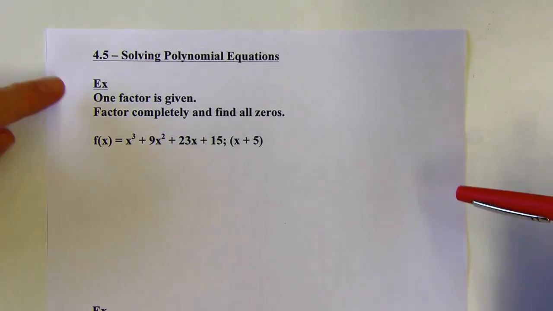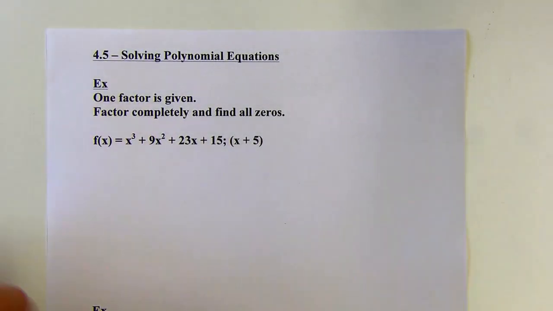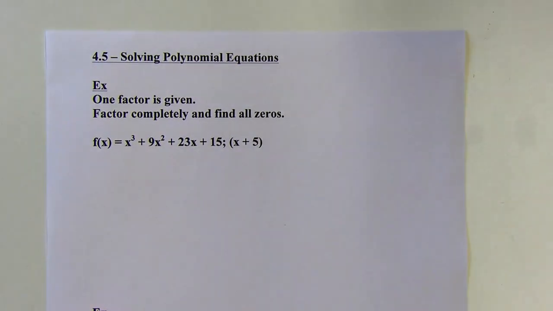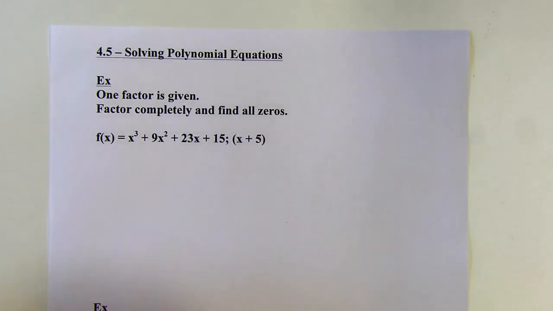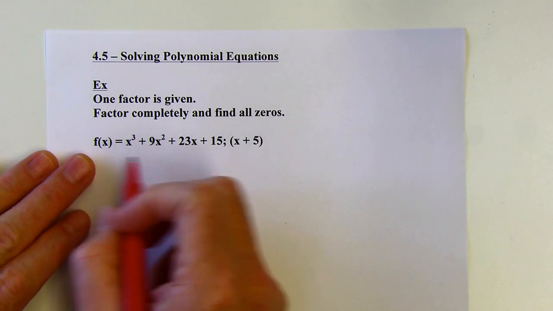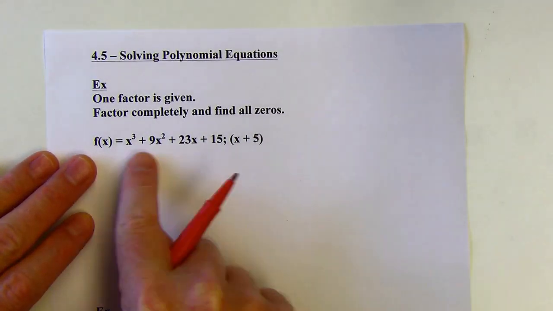Okay, so in this example, one factor is given right here. X plus 5 is a factor. We're going to factor this completely and find all zeros. Okay, so finding zeros, what we're going to do is plug in 0 for y and solve for the x's.